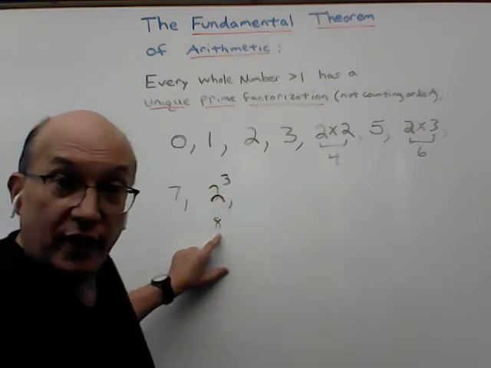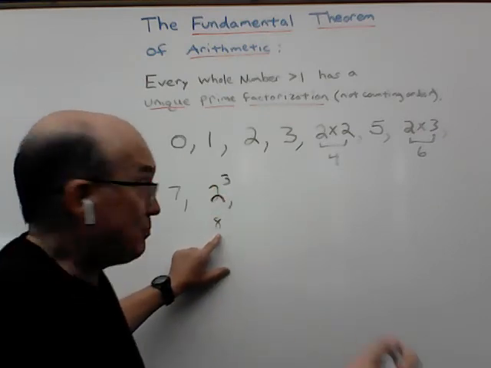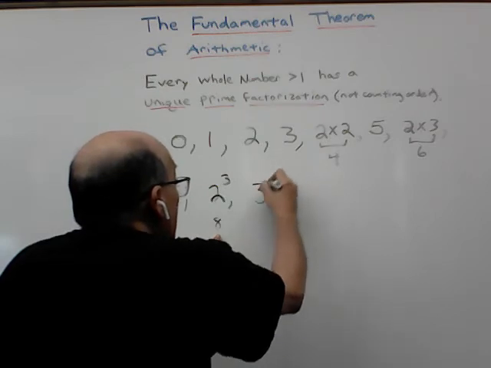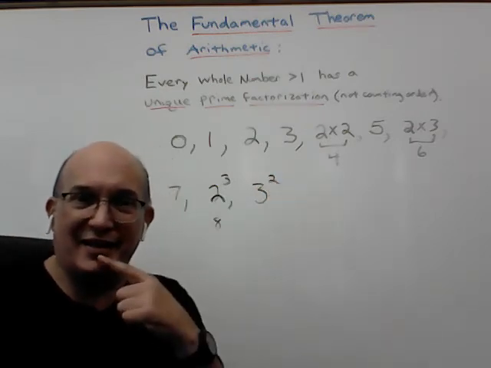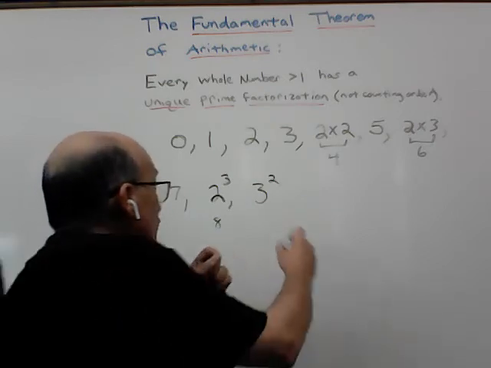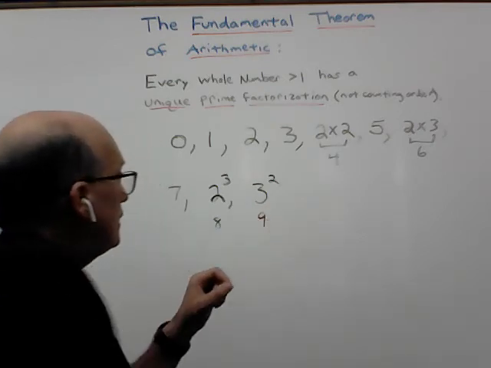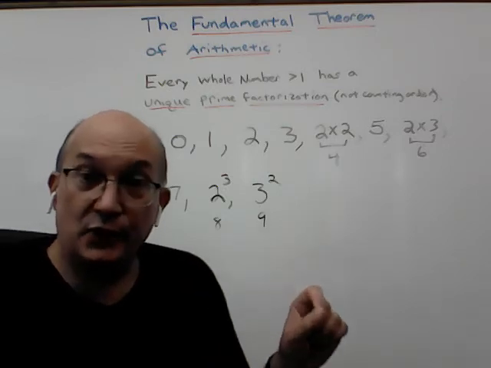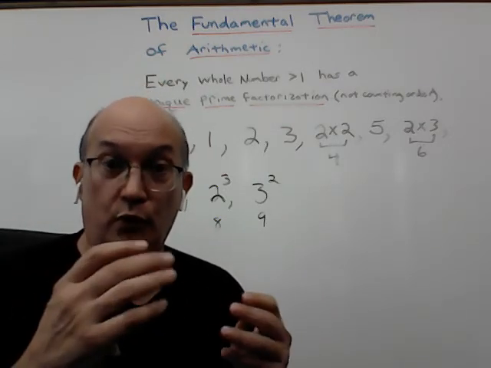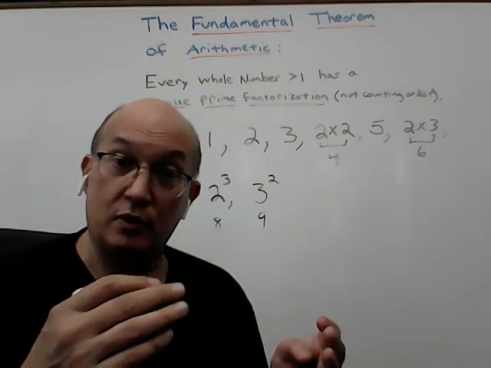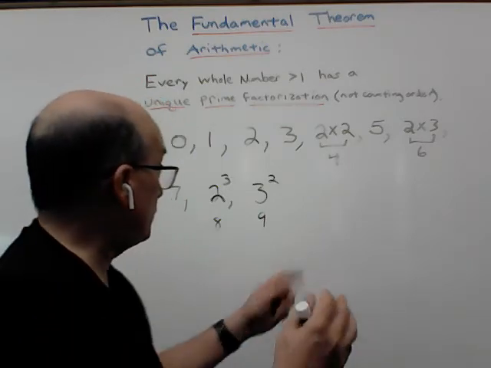The next whole number after 8 is 9. 9 is not prime. I'm going to write here 3 to the 2 power. 3 times 3 is 9. Do you see what I'm doing here? Every single whole number is being written as its prime factorization, with the understanding that a prime number is its own prime factorization. We'll see that in a moment.